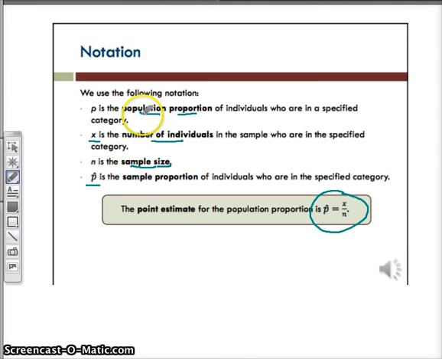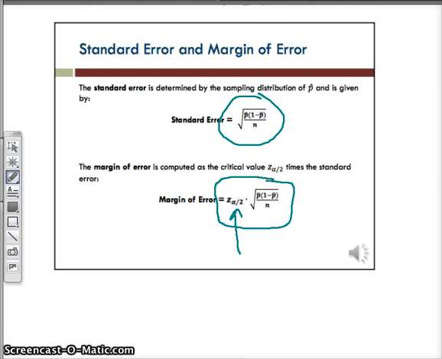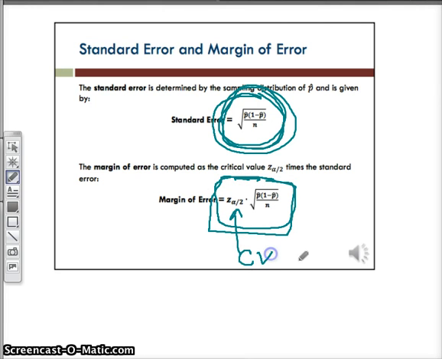A couple things to point out. Make sure you know that P is the population proportion. X is the number of individuals that are for something, or the category that you're wanting. N is the sample size, and p hat is the sample proportion. So remember the little formula here. P hat is X over N. Hopefully that made sense. Also, don't forget, I went over this before, I'm just showing you that I didn't know what I was talking about. So that's the standard error, and your margin of error is your critical value times the standard error.